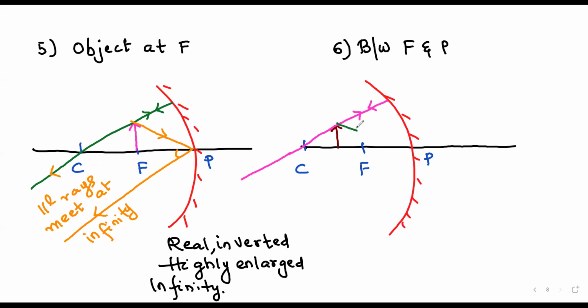Oh, we kept it at C. Wait a minute. It is between F and P. Sorry, between F and P. So this is the object. First ray through C from the tip. Okay. It is retraced back. And what is the second ray? Second ray is falling at P.